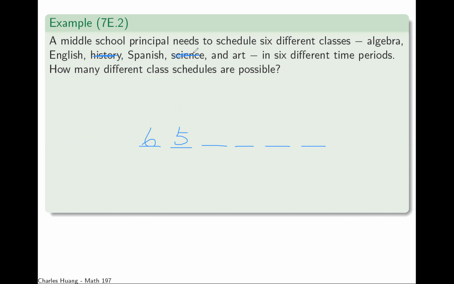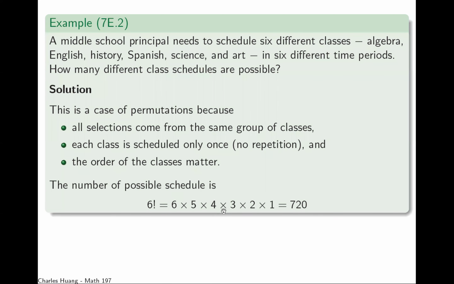I might have science second, and then we only have 4 classes left. So 4 times 3 times 2 times 1. Remember, we are multiplying all these numbers together. We can also simplify this as 6 factorial, and that's 720. You can put 6 factorial into your calculator, and you should get 720.